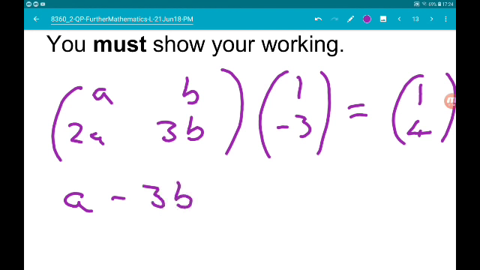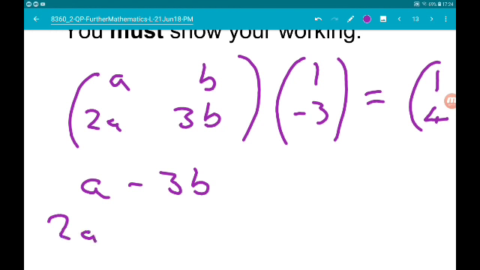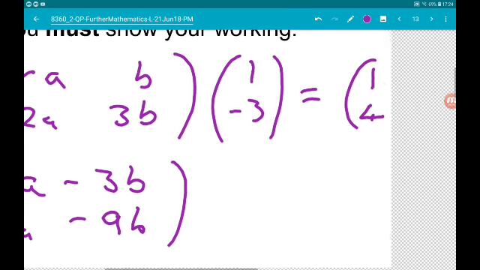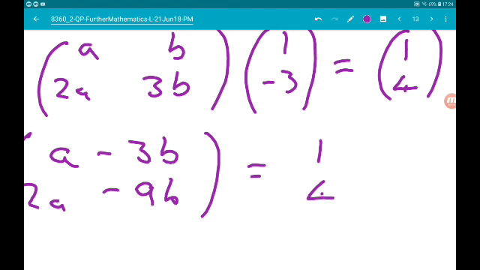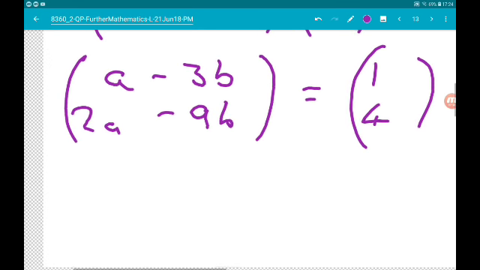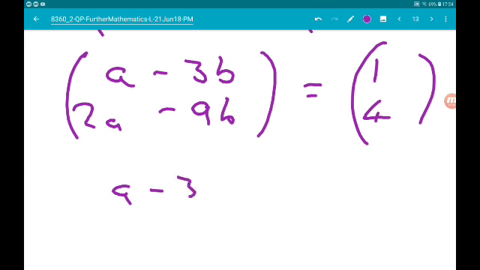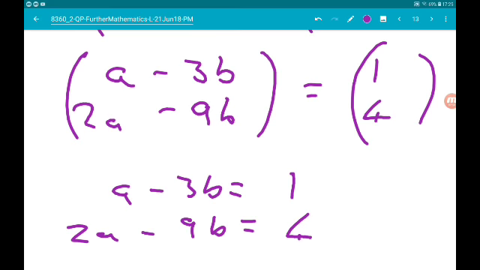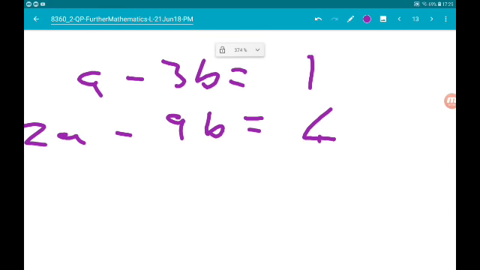and then we multiply the vector by the second row. So we do 1 times 2a, which is 2a, and then minus 3 times 3b, so minus 9b. Now we know that that is equal to (1, 4). So now we can get rid of the vectors. It's now just simultaneous equations. So a minus 3b is equal to 1, and 2a minus 9b is equal to 4. Okay, so let's call them 1 and 2. It's the cool thing to do.